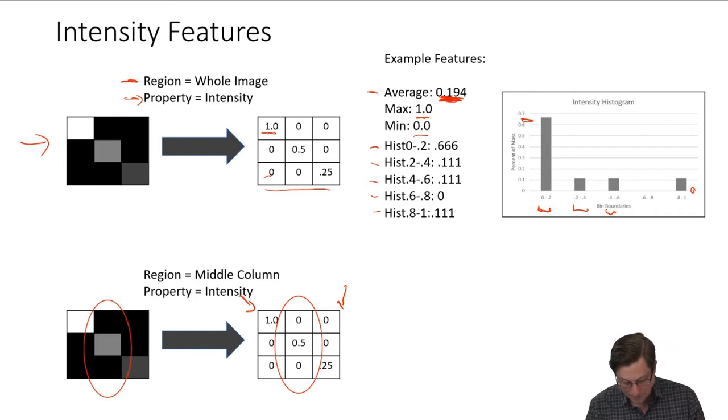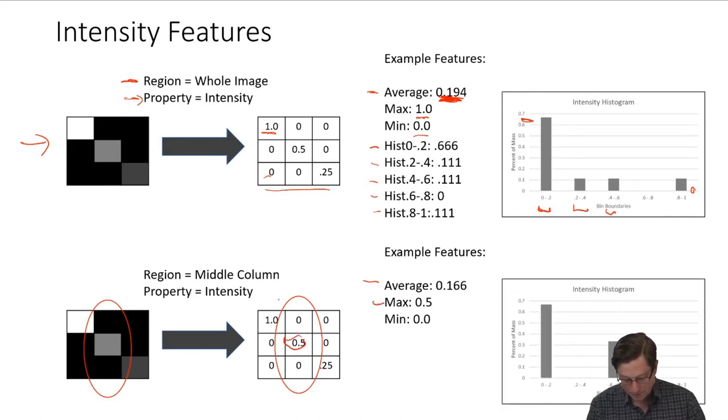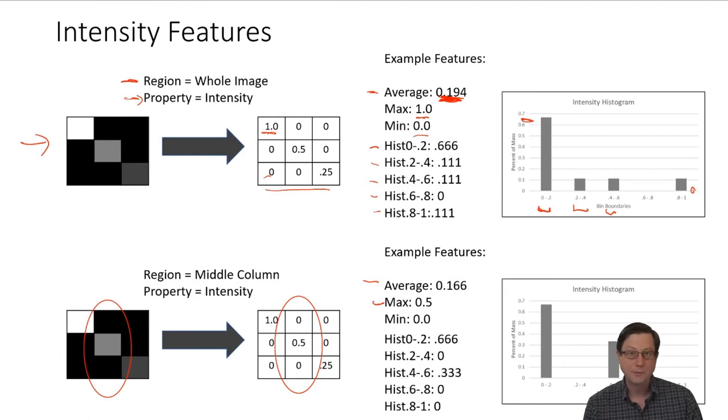Try these same types of features. We could walk through it, but the average is that, the maximum now is that, the minimum is still 0, and we can do the same thing with the histograms. There's only two values this time, and then you can output those features. That's step two, that's a possibility. Now let's go a little further.